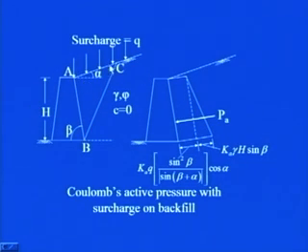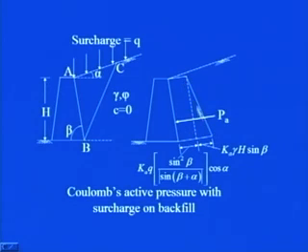But now since it is inclined, you see this is due to the surcharge. This is due to the surcharge part, that is Ka into Q sin square beta by sin beta plus alpha into cos of alpha. Okay, so this is due to surcharge. Now, what about the backfill which is present over here?